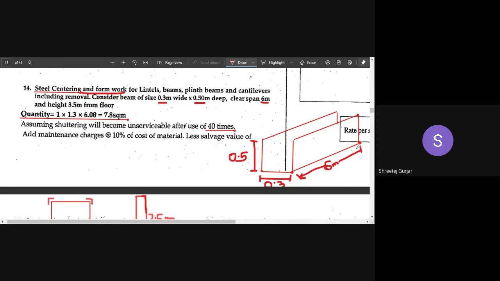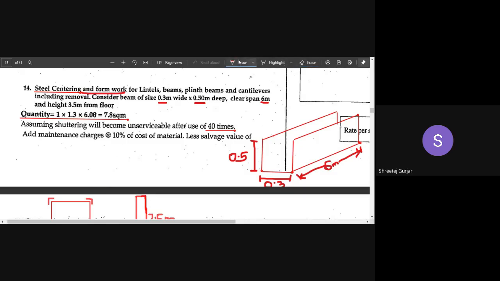For your reference, I have drawn this particular formwork of your beam. We require 2 side panels and 1 panel at the bottom. What is the height? Height is 3.5 meters above the floor. The height of this particular beam is at 3.5 meters. So we require vertical members also, the vertical posts which we have to calculate.